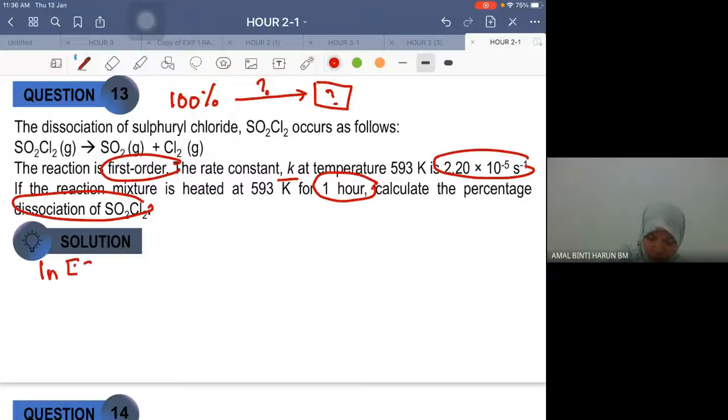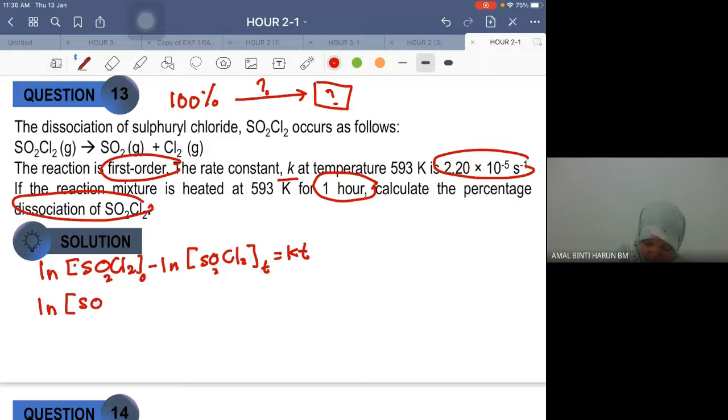Integrated, concentration SOCl2 initial minus concentration sulfuryl chloride at time equal to KT. So initially we don't know, then we just simplify this one into a fraction. Okay, ln kan, kita boleh tukar ln ni kepada pecahan macam ni, betul tak? So ni, this is mathematically lah. At time equal to KT.